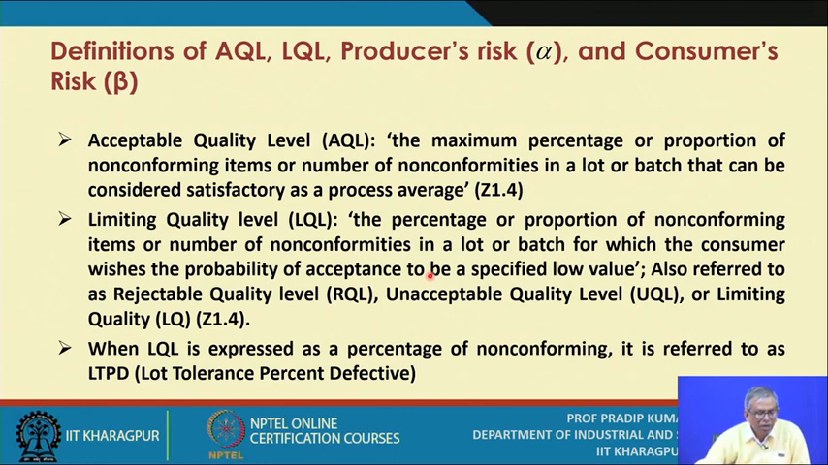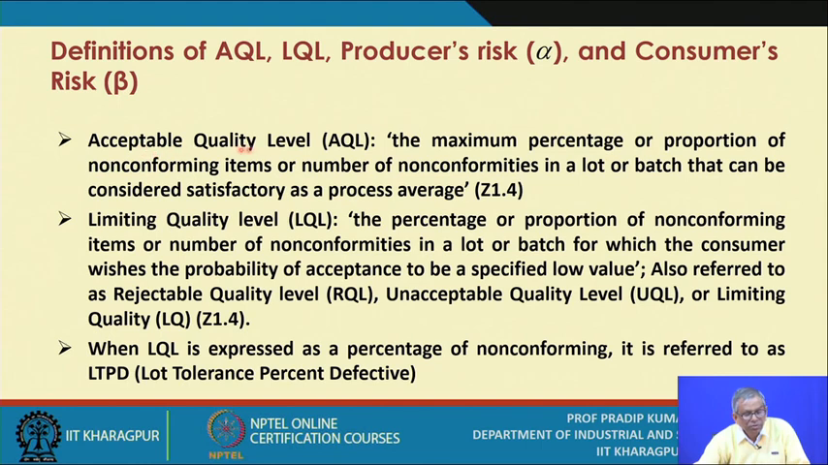AQL stands for acceptable quality level. So what is the definition of acceptable quality level? Acceptable quality level indicates a level of quality which is considered to be very, very good. It is the maximum percentage or proportion of non-conforming items, or number of non-conformities, in a lot or a batch that can be considered satisfactory as a process average.